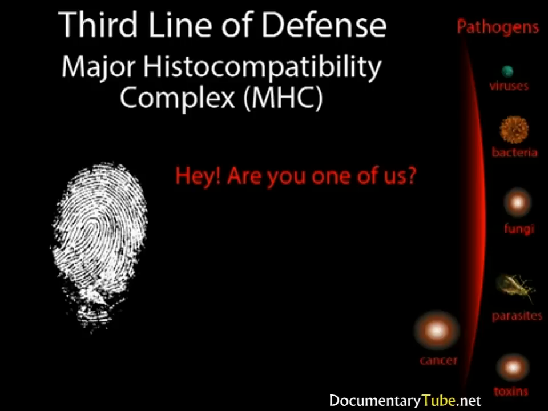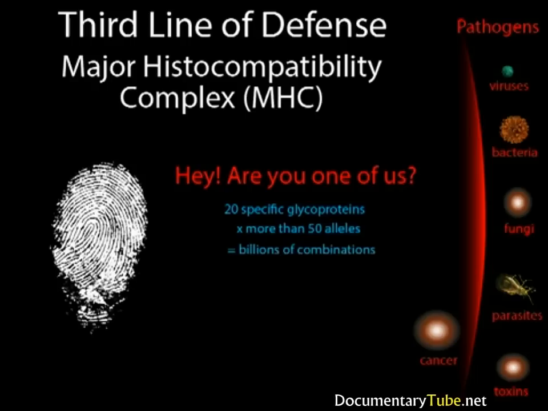How does the lymphatic system know your blood cells from other blood cells? Well, there are about 20 specific glycoproteins which exist on the cell membrane of every cell in your body. This collection of proteins is called the major histocompatibility complex, or MHC for short. The structure of these proteins is determined by 20 genes in your DNA, each of which has more than 50 alleles. Thus, there are literally billions of combinations of these alleles, and each combination produces a unique MHC.